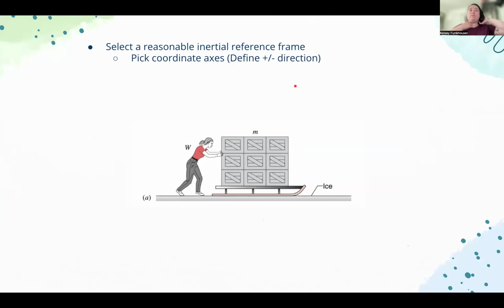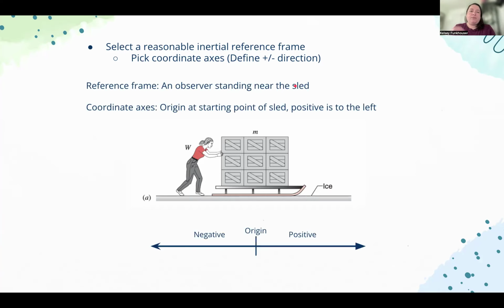So, the first thing to do when solving force problems is to select a reasonable inertial reference frame and pick the coordinate axes, which means to find, well, in one dimension anyway, the positive and negative directions. Our reference frame is just going to be an observer standing near the sled who isn't moving. An example of a bad choice of reference frame would be the frame of the sled, since the sled is likely experiencing acceleration, so that wouldn't be an inertial reference frame.